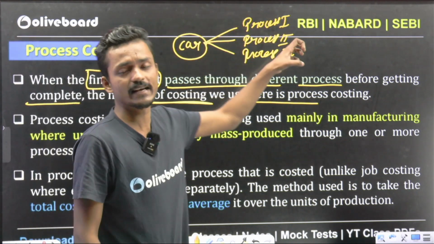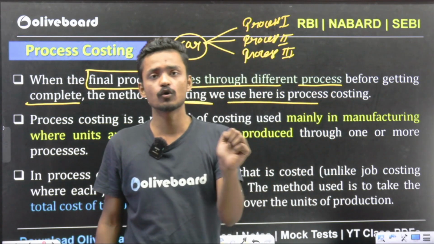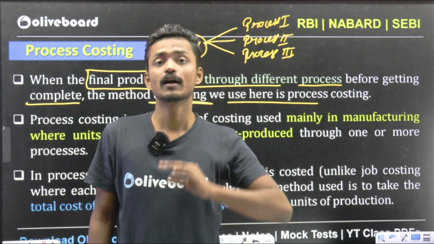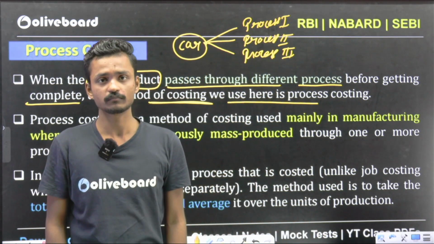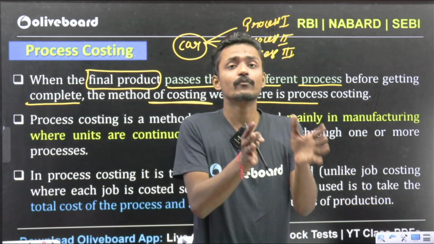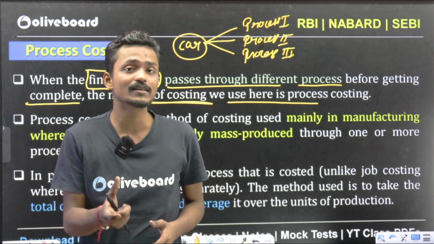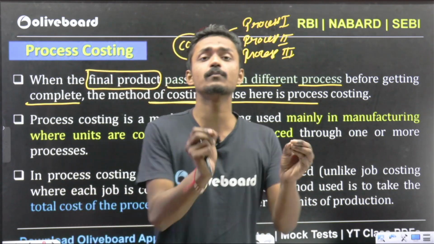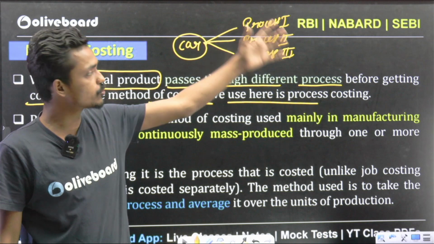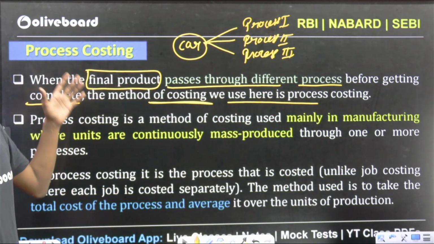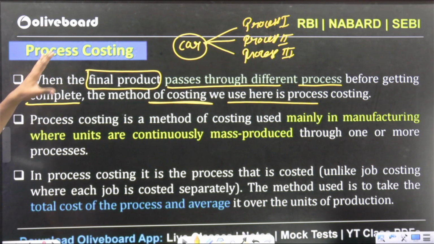Now at every process we incur some amount of cost, like labor cost, overhead cost, factory cost, office administration cost, and at every stage we also incur some amount of material. Like at the first process we manufacture the metals, and in the second process we introduce our glass and our tires. These are all the direct material when we are manufacturing this car. So the final product passes through different processes before getting completed. This is your process costing.